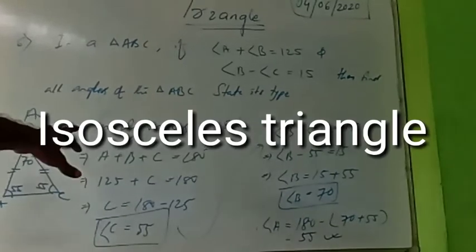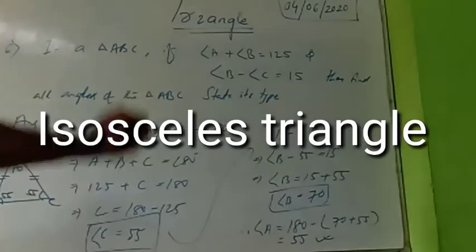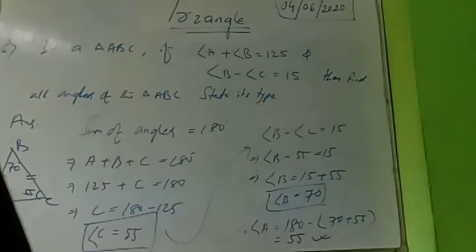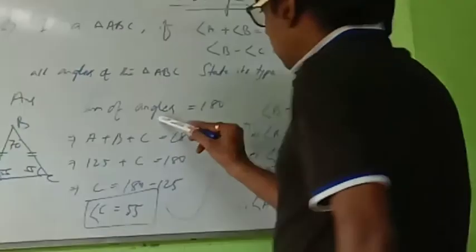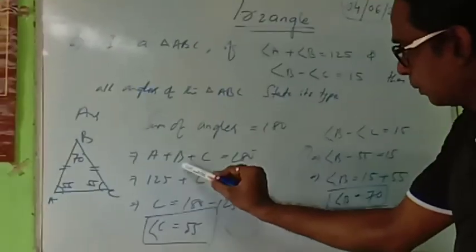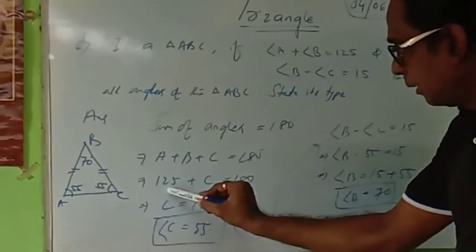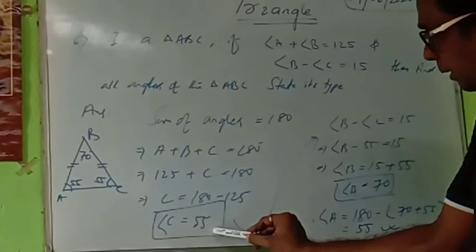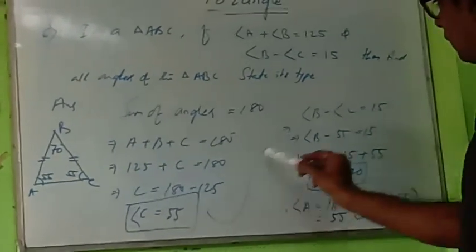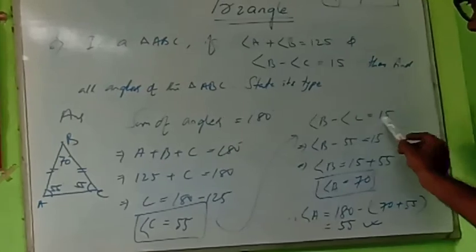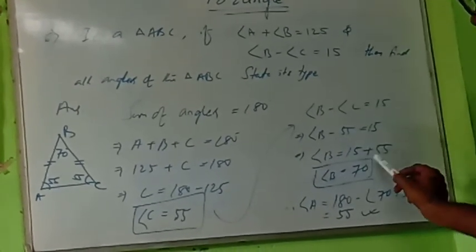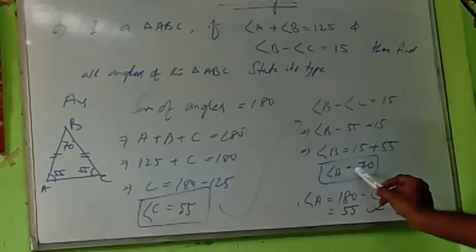See the process of solving. Angle A plus B is given as 125. As you know, the sum of angles of a triangle equals 180 degrees. A plus B equals 125, subtract that from 180. 180 minus 125 equals 55 degrees. This is the angle C. Now B minus C equals 15 degrees. Angle B minus 55 equals 15, the 55 will go to that side, this is plus 55. How much are you getting? 70 degrees. B you are getting 70 degrees.